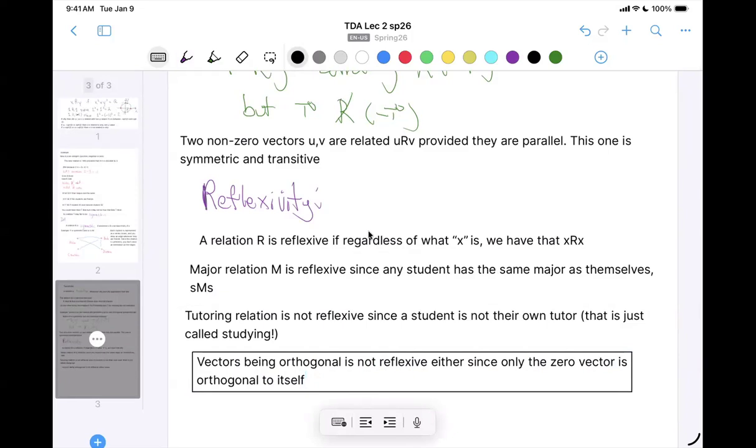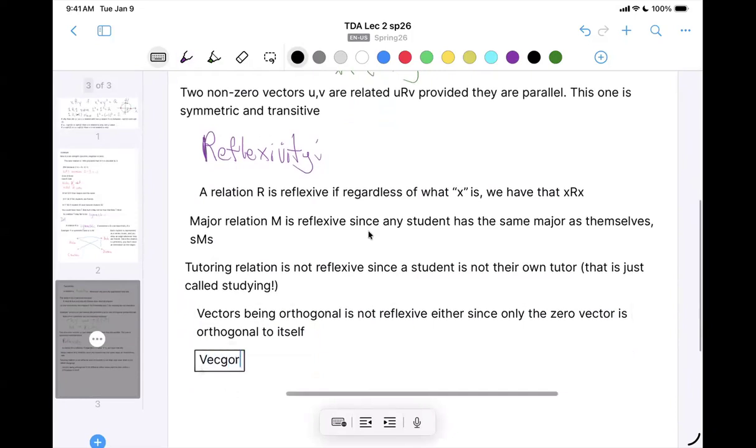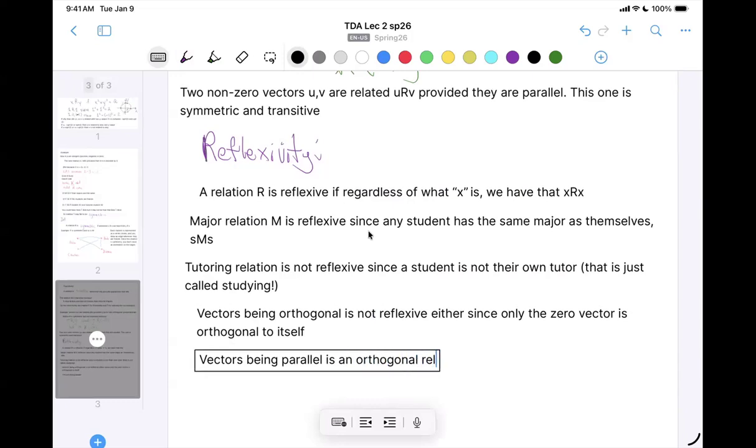But the one about being parallel, that is reflexive, right? Because a vector is parallel to itself. The rescaling is just the number one. Vectors being parallel is a reflexive relation. Sorry, not orthogonal, I meant reflexive relation.